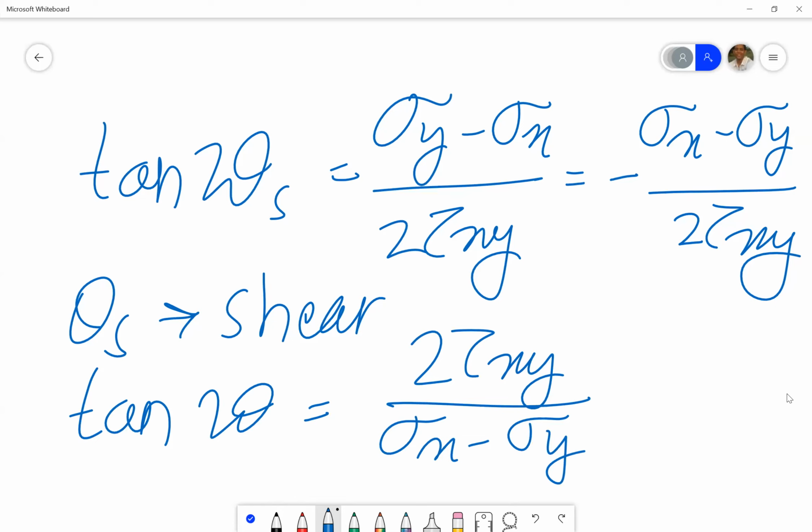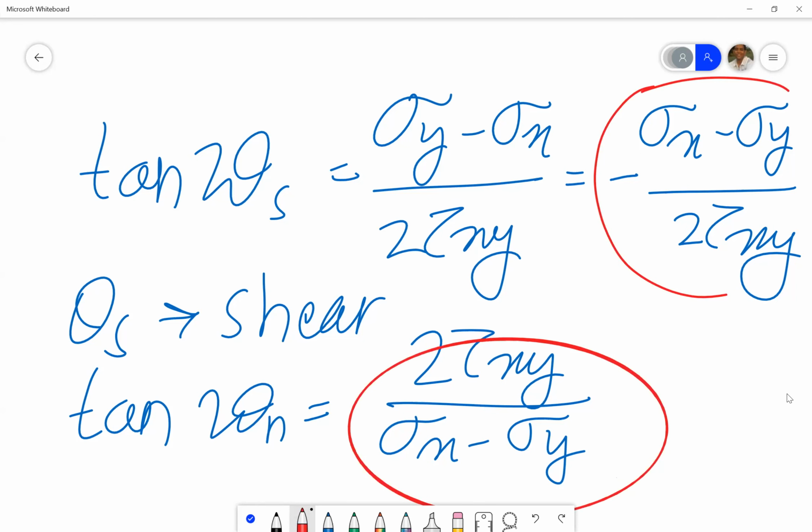If you check these two values, here I am using this in terms of n, and I am using theta s here. For this case, this is theta n. So if you see both the values, this is one value of tan 2 theta s, and this is one value of tan 2 theta n. What do you find here? This is tan 2 theta s, which is the negative of sigma x minus sigma y by 2 tau xy. And now tan 2 theta n is 2 tau xy by sigma x minus sigma y.